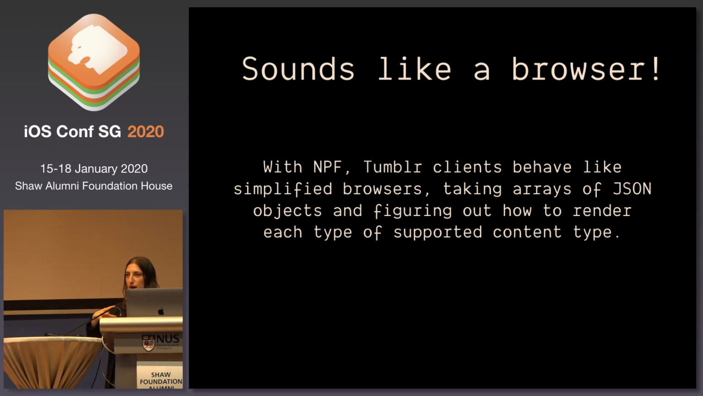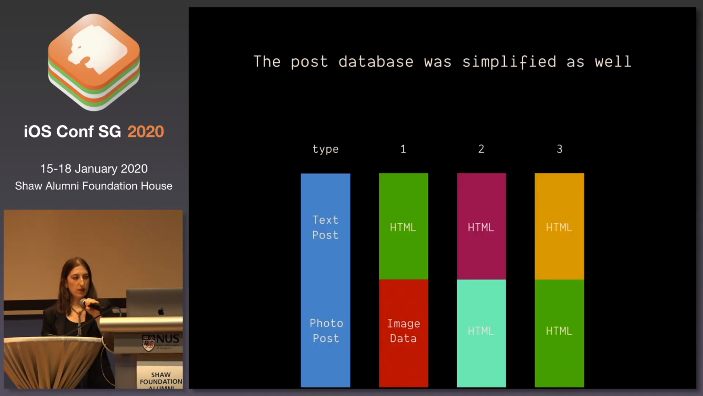So rather than supporting every type of HTML, Tumblr thought, what kinds of content do our users want to create, and created the ability to parse that content and display it in an awesome and extensible way. And the post database was simplified as well.